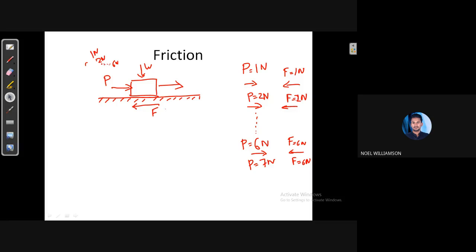So this particular limit is the limiting friction. This is the limit of the friction, and the friction is the force of limiting friction. Okay.